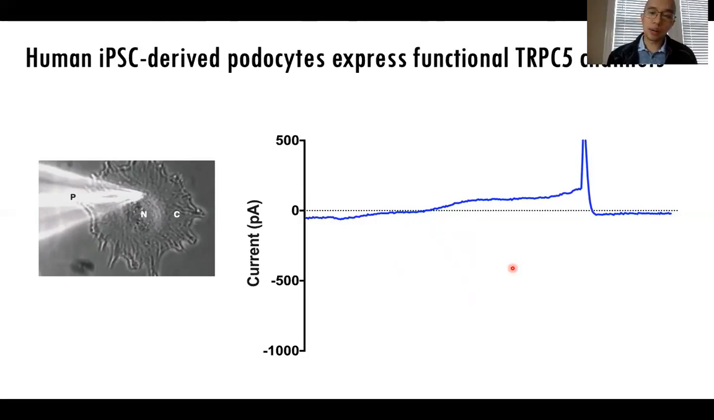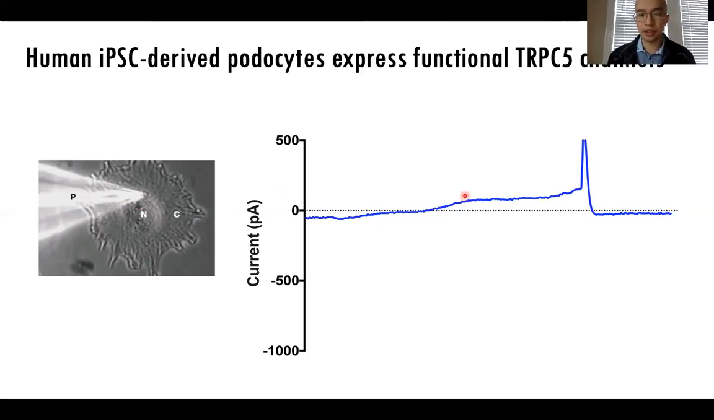Then I took these cells and recorded from them using traditional manual patch clamp electrophysiology, and you see what that looks like in this image on the left. This is my glass pipette, and I'm bringing it in proximity to this podocyte, which in vitro resembles what we know podocytes look like. They're these very large, flattened cells with cytoplasmic extensions. And I can record current from these cells.